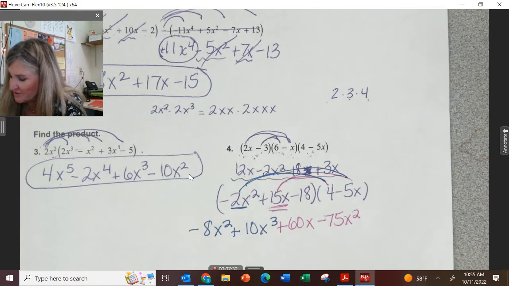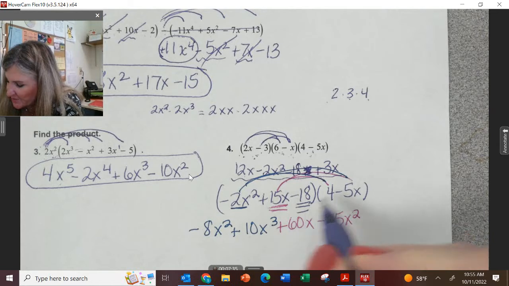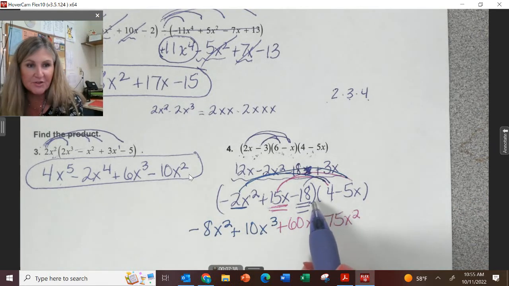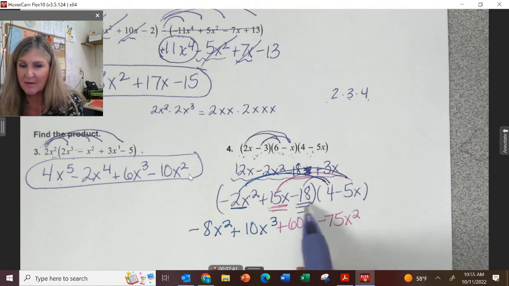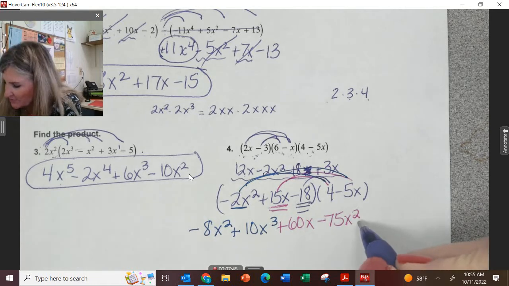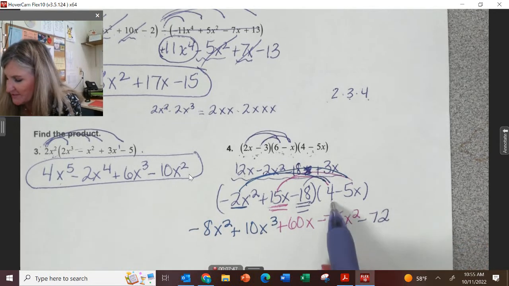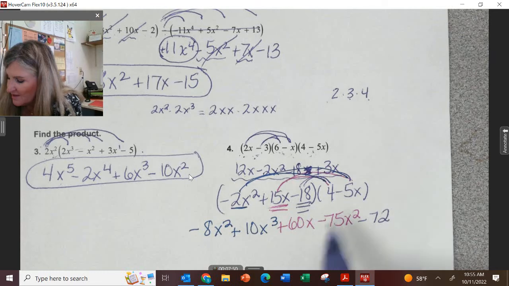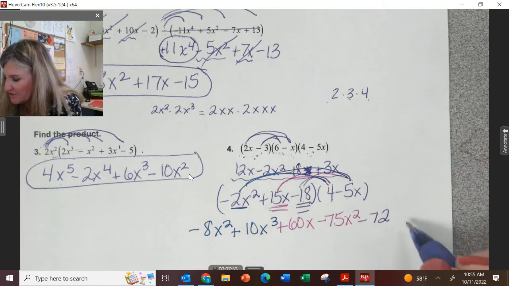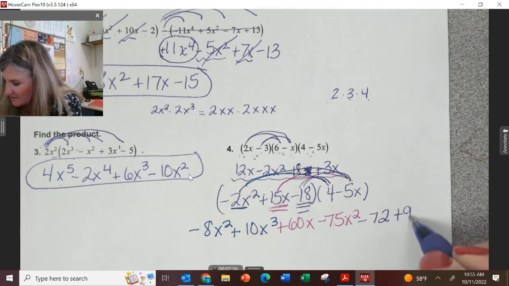And then I'm going to go to the last term I have in the first polynomial. Negative 18 times 4. I'm going to do 18 times 2 and then double it. What's 18 times 2? Double it. So it's minus 72. That's an easy way to multiply by 4. And then to do 18 times 5, it's 50 plus 40, which is 90x.